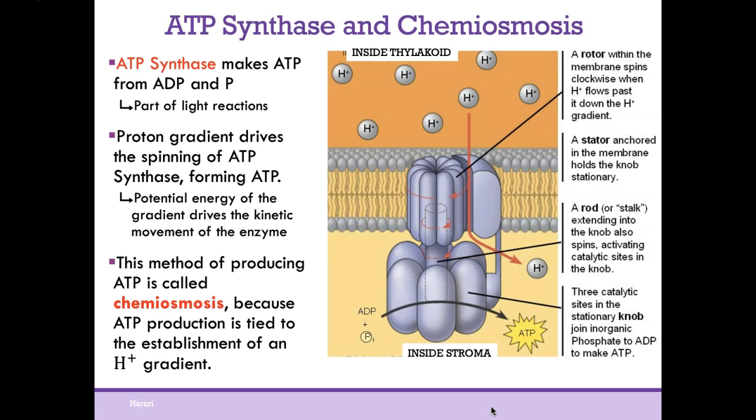This method of producing ATP is called chemiosmosis because ATP production is tied to the establishment of a gradient, right? An osmotic gradient. So we have something flowing from high concentration to low concentration, and that powers ATP. That powers the phosphorylation of ADP to make the high-powered ATP. So it's called chemiosmosis or chemiosmotic phosphorylation. The same process will happen in cellular respiration. So it's going to be very important. So it's good to establish the concept from now.